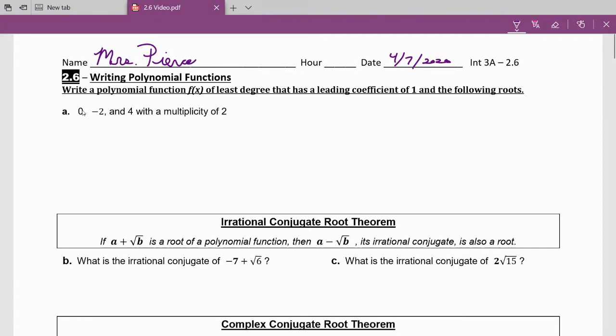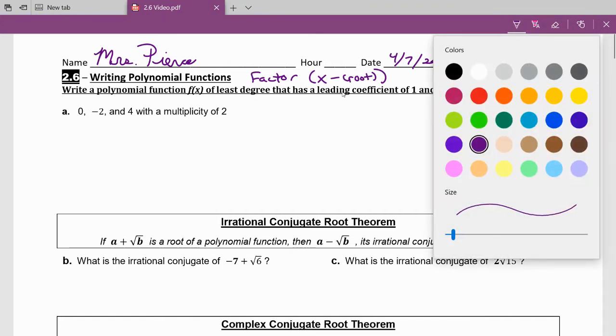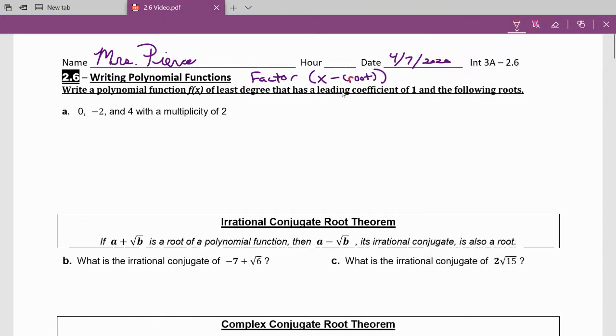All right. So if we have a polynomial that has these solutions, you need to take these solutions or roots and write the factors that go with them. So the factor, when you're writing your linear factor, is always going to be x minus whatever the root is. So that's how you set up your factors. So you're always taking x minus the root.